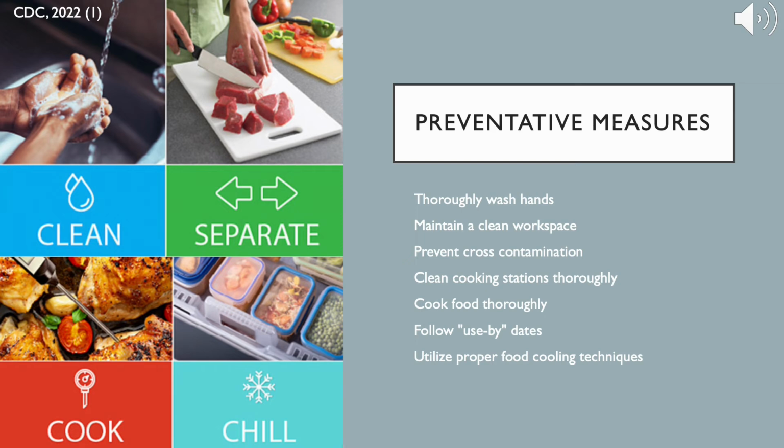In this image to the left, we can see the CDC dispensed these guidelines of washing your hands, separating different food groups, cooking food to the right temperature, and chilling appropriately, because all of these, if done incorrectly, can harbor bad bacteria to grow.